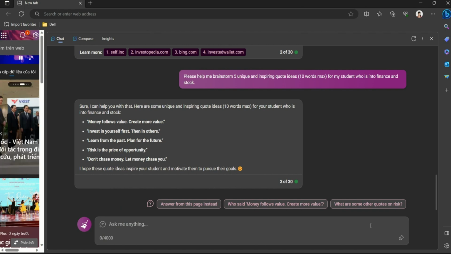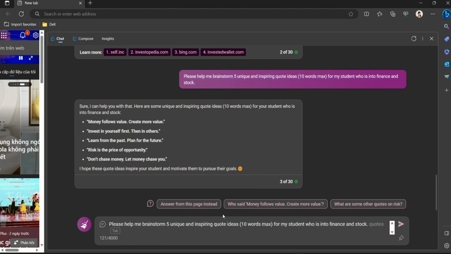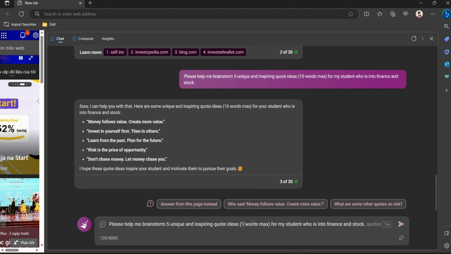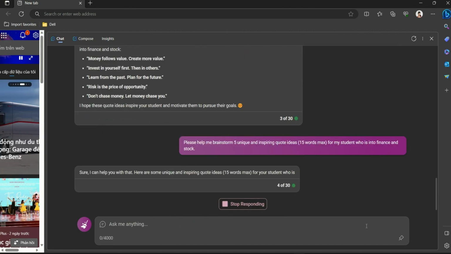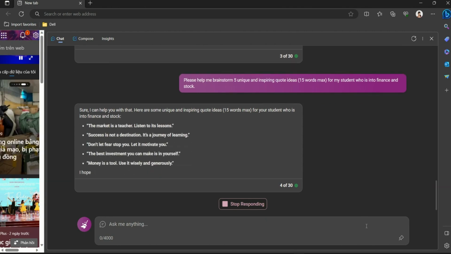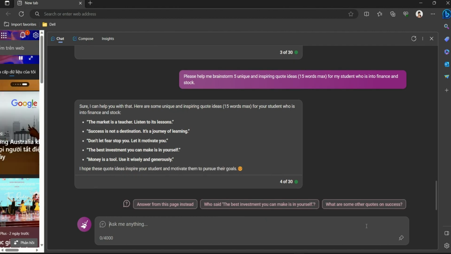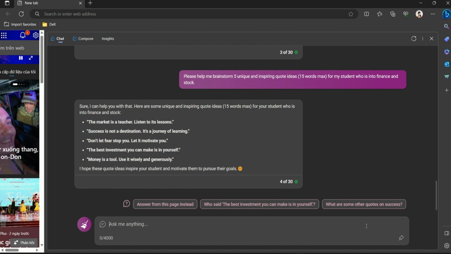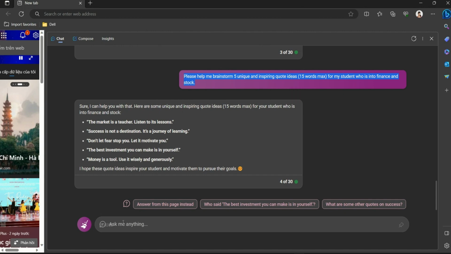Oh, that's very good, but I want to expand it so that the quotes are a bit longer, so maybe 15 words max. Okay, and let's see what happens. The market is a teacher. Listen to the lesson. Success is not a destination, it's a journey of learning. Don't let fear stop you. Let it motivate you. The best investment you can make is in yourself. Money is a tool. Use it wisely and generously. That is very good.